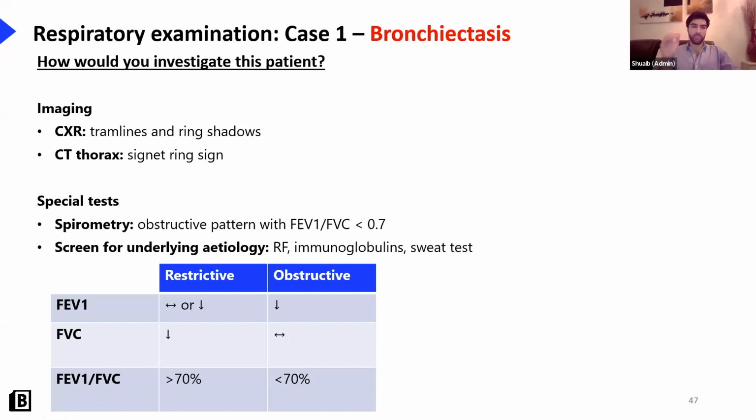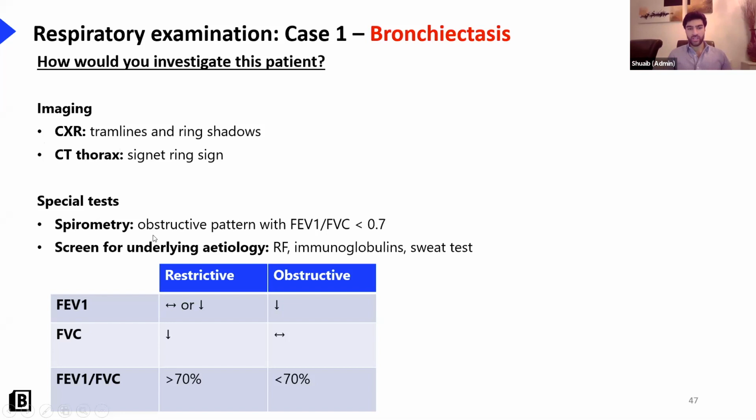Once you've done bedside and bloods, the next thing is imaging and special tests. So chest X-ray and CT thorax. On a chest X-ray, you see tram lines and ring shadows. And on a CT thorax, you see the signet ring sign. So again, another brilliant thing about OSCEs is you don't actually need to have a clue what a tram line looks like, because they do occasionally bring out pictures of images, but on the whole, it's fairly unlikely that they're going to bring out a chest X-ray of a patient with bronchiectasis. So if you just say these words, that will look impressive to the examiner. So I'm going to do a CT thorax to look for the signet ring sign.